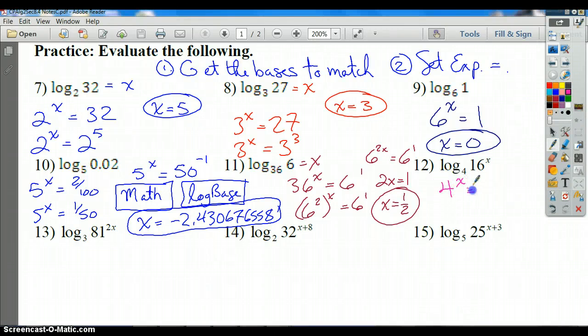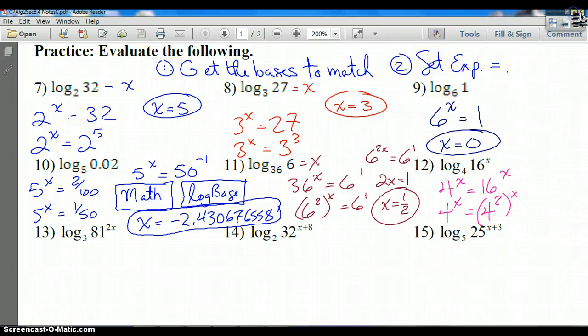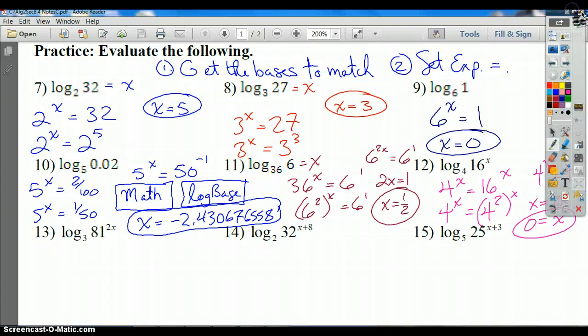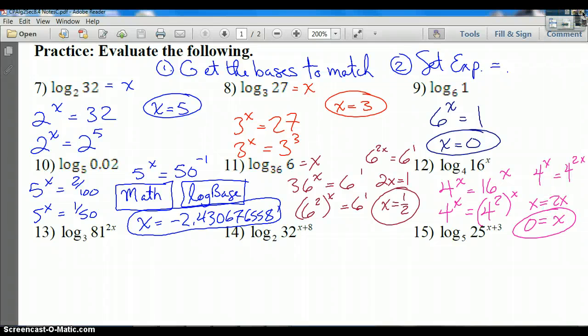All right, here we go with log of 4. 4 to the x equals 16 to the x. Again, we don't worry about breaking 4 down. We can rewrite 16 as 4 squared to the x, which means I have 4 to the x equals 4 to the 2x. So x equals 2x, subtract x over, x is 0. And that is that.